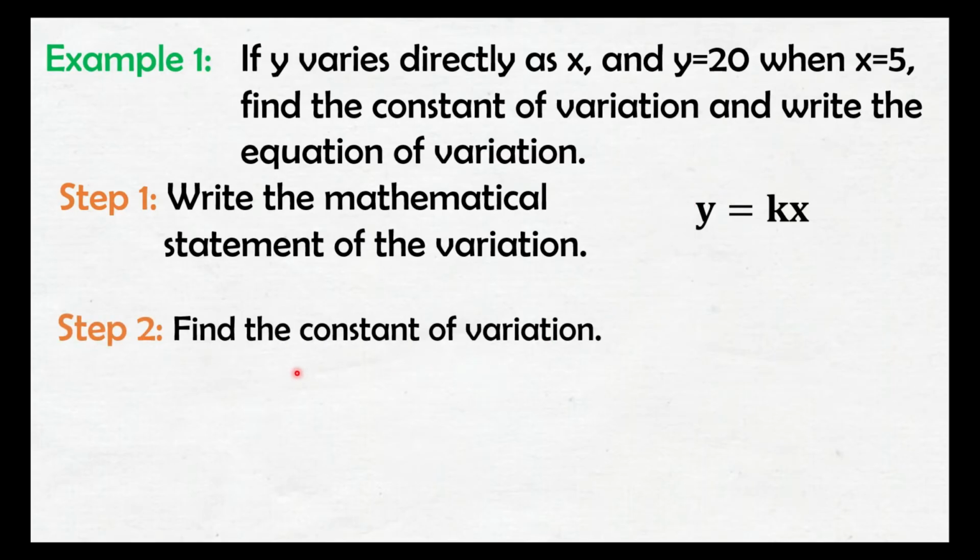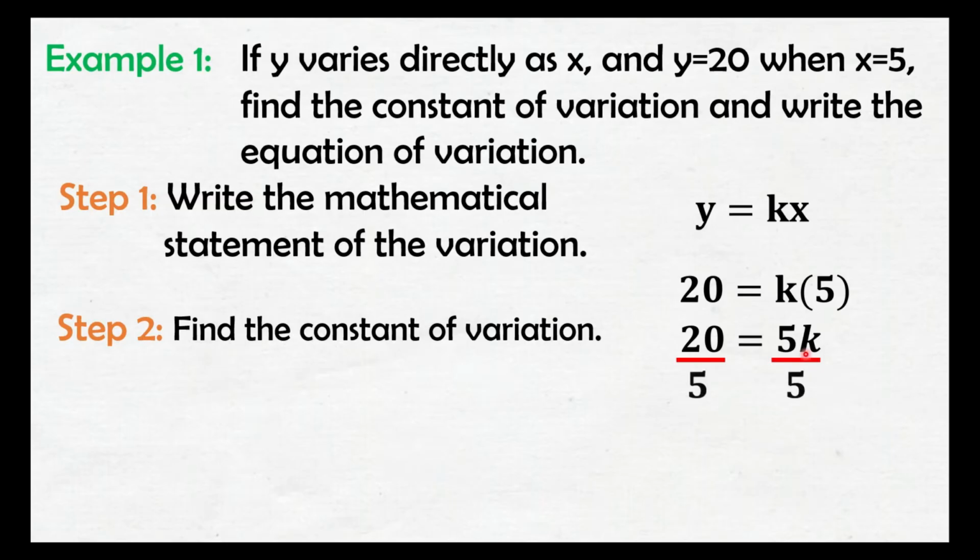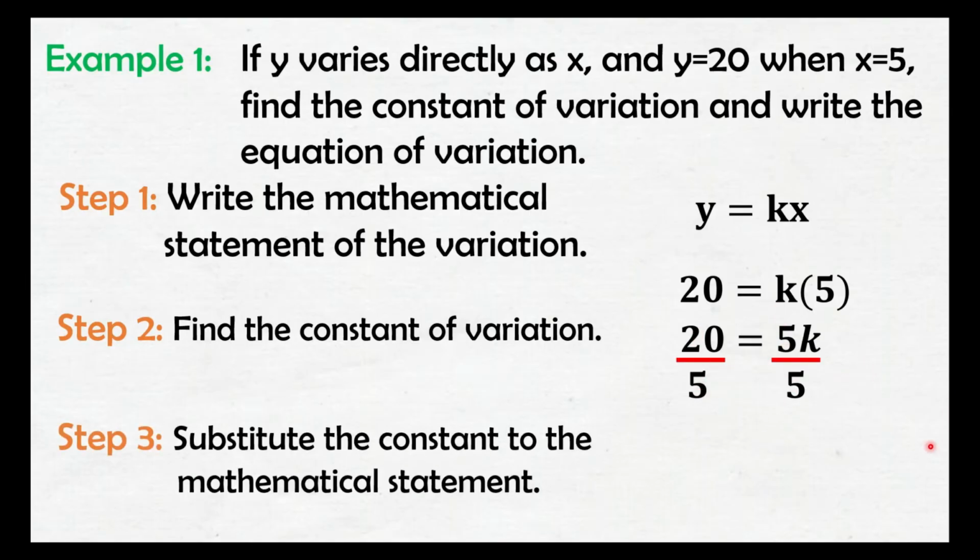And step 2, find the constant of variation. So, para makuha yung constant of variation natin dito, isa-substitute lang natin yung values ng y at x dito. So, si y is 20 at x ay 5. So, magiging siyang 20 equals k times 5. So, simplify natin, k times 5, that is 5k. And then, we will divide both sides by 5 para ma-isolate natin si k sa right side. So, divide natin, makakancel yung 5 over 5 and 20 divided by 5. That is 4.